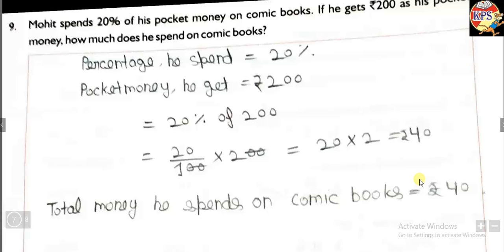So good morning students. In this video we are going to solve questions number 9 and 10 of chapter number 9. In our previous video we had solved till question number 8.